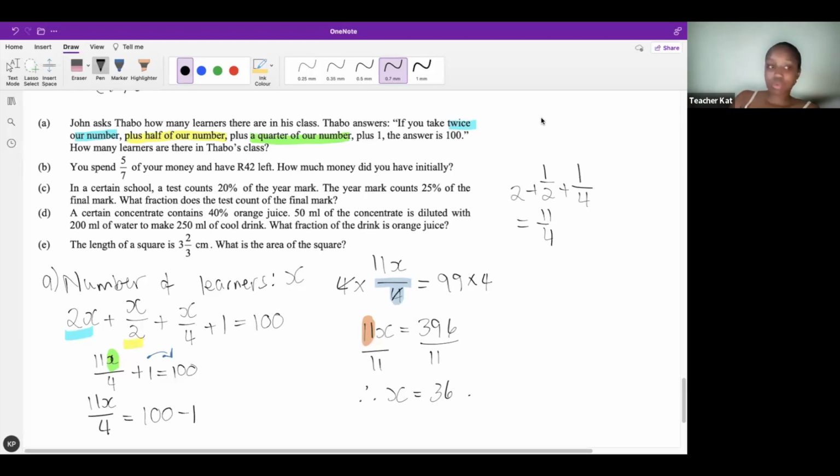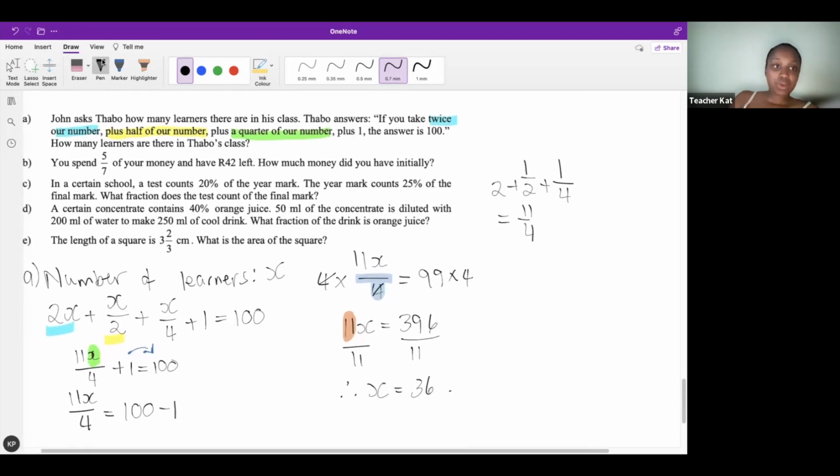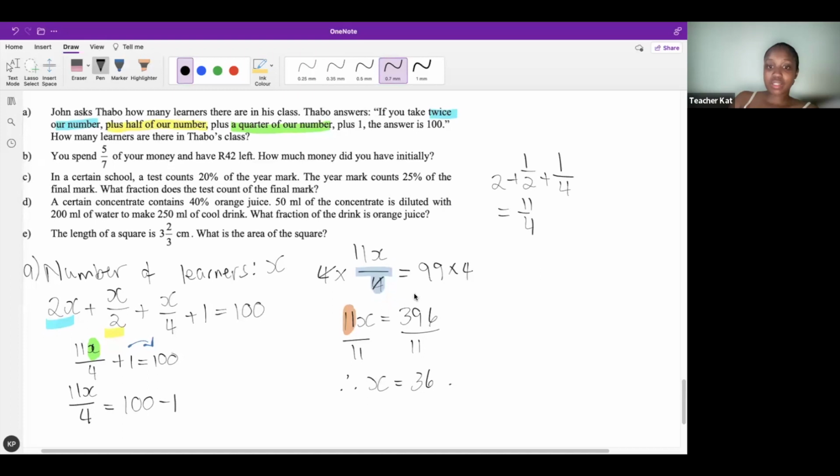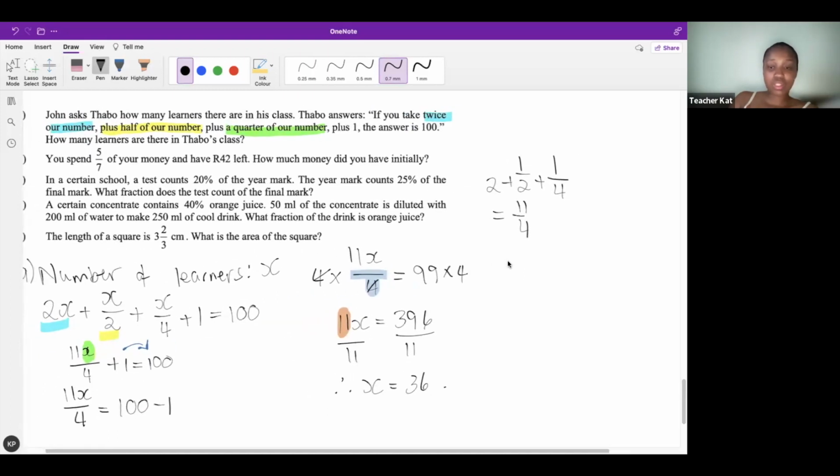In a certain school, we already did B, remember? Let's go to C. In a certain school, a test counts 20% of the year mark, and the year mark counts 25% of the final mark. What fraction does the test count on the final mark? Okay, so in the first place, I'm going to have to move. This is number C.